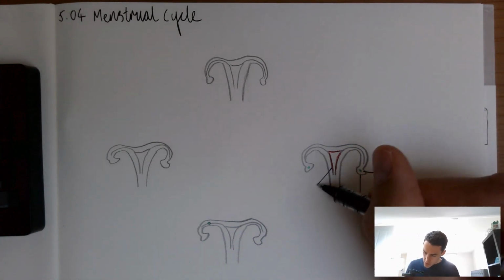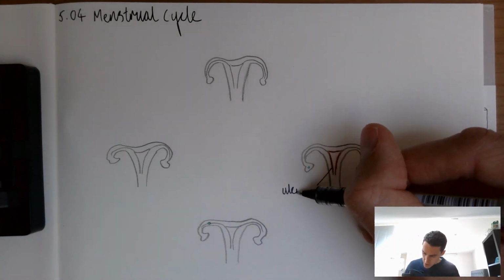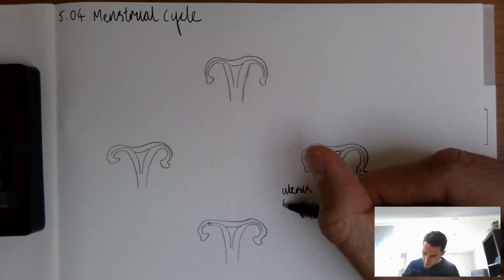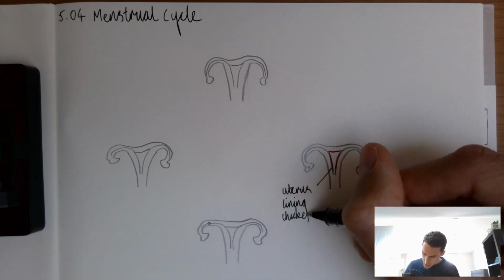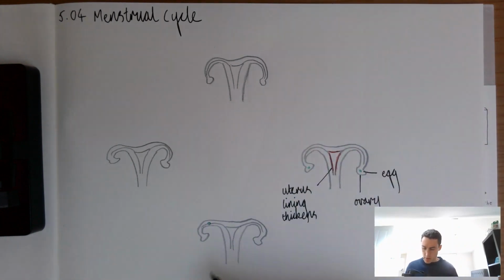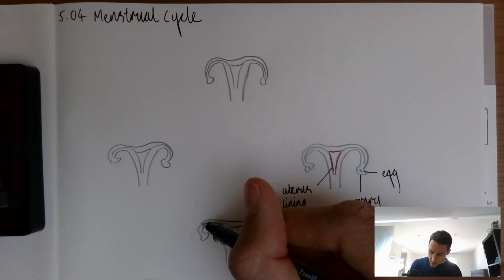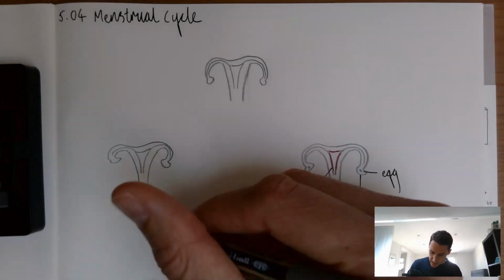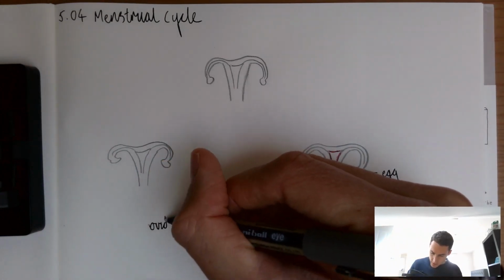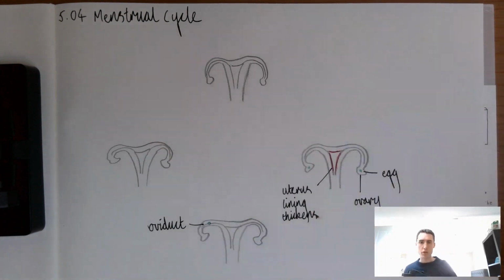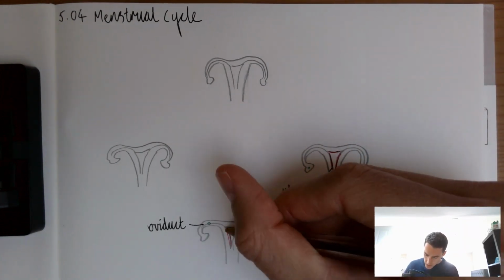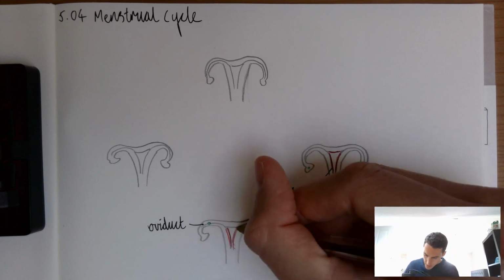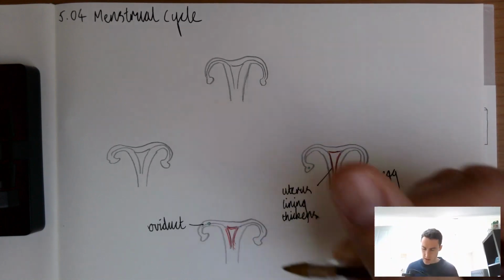the lining of the uterus. So I might put uterus lining thickens and go through this with students. So this is day 14 and this is the oviduct here. You can say the egg is released into the oviduct, sometimes called the fallopian tube, but we're going to call it the oviduct, okay? And this process of the uterus lining thickening is still going on here. So I can exaggerate this a bit like this. So this is much thicker now.